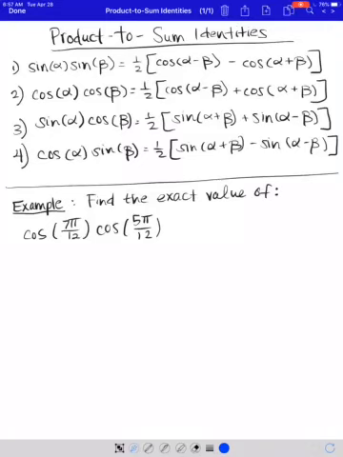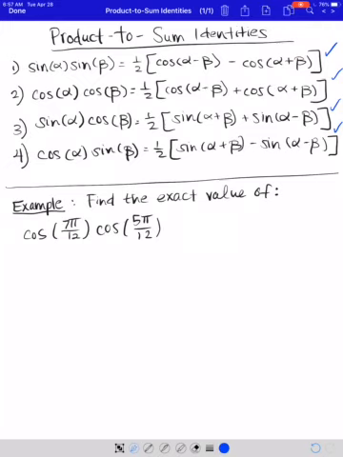Today we're going to take a look at product to sum identities, and you can see that we have 4 of them all together. And each of these identities can actually be derived from the sum and difference identities for sine and cosine. But we're going to take a look at using one of these identities in an example.